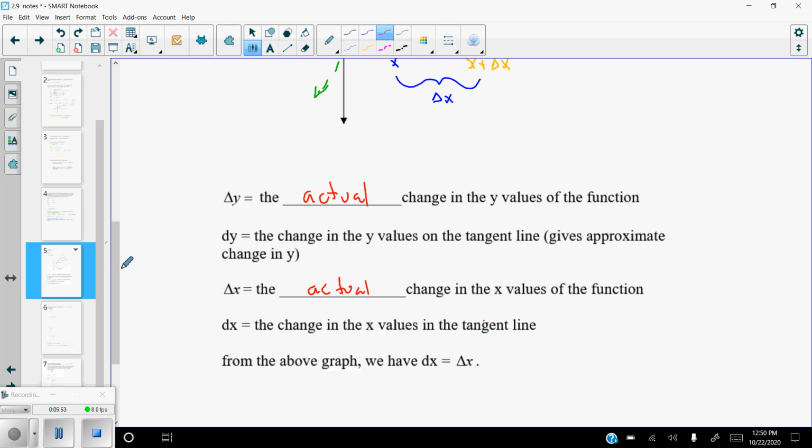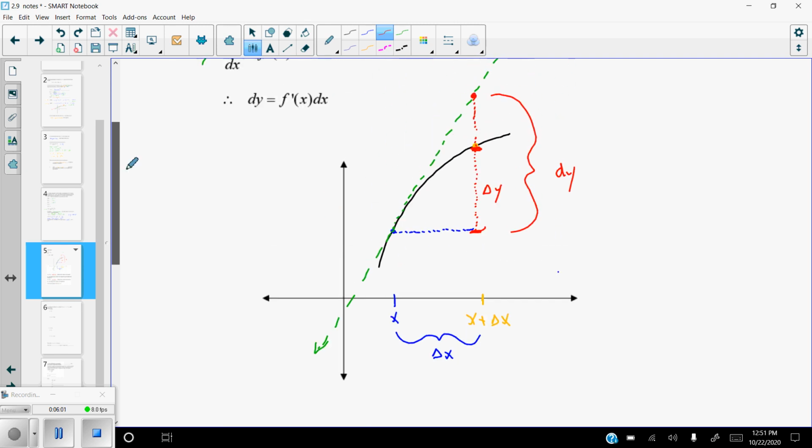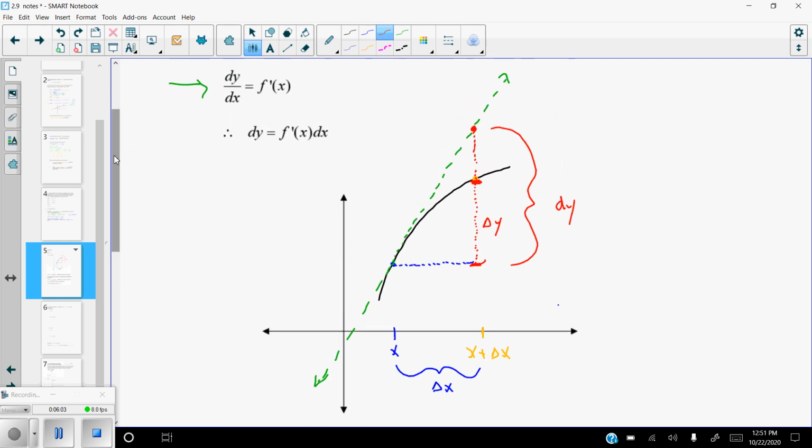dx and delta x are the same because the horizontal distance doesn't change. It's just the vertical distance in the function or the tangent line approximation. All right, that's the concept behind it. Doing it is actually pretty simple.